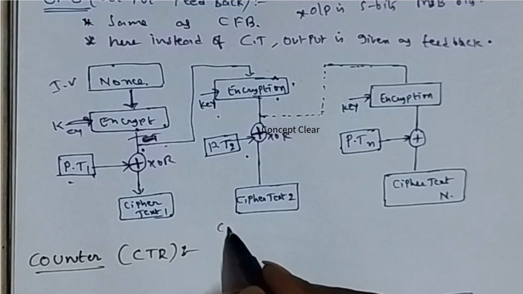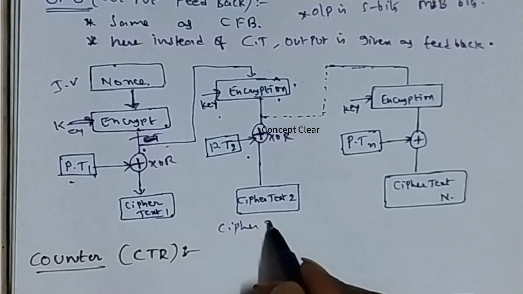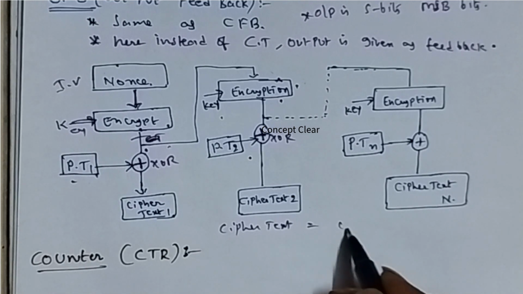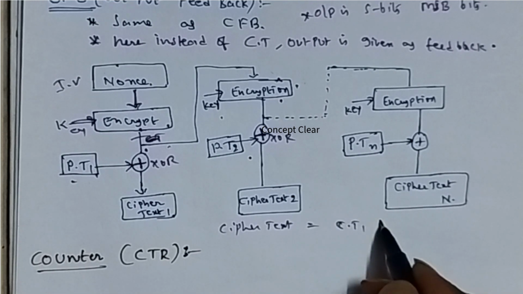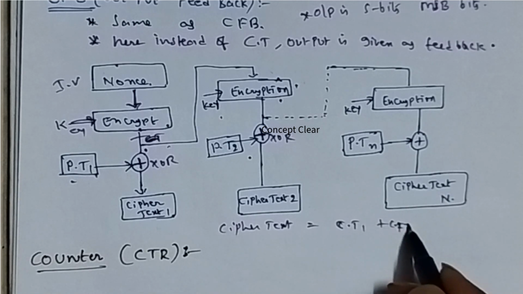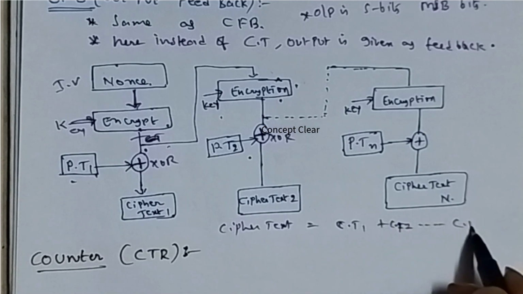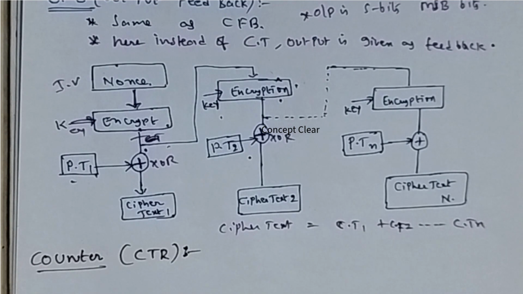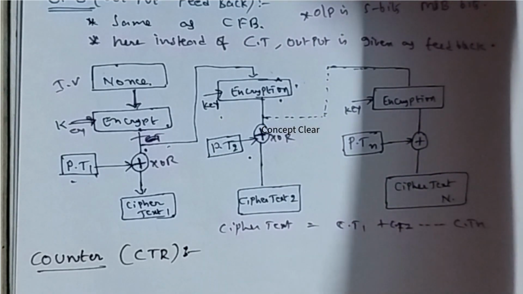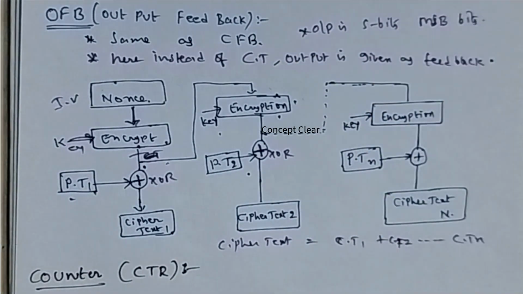Okay, what is the ciphertext here? Final ciphertext equals ciphertext 1, ciphertext 2, up to ciphertext n. Okay, clear? This is about the output feedback. Okay, the last mode is counter mode.